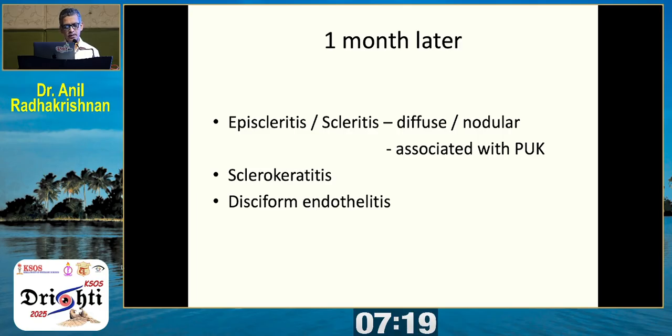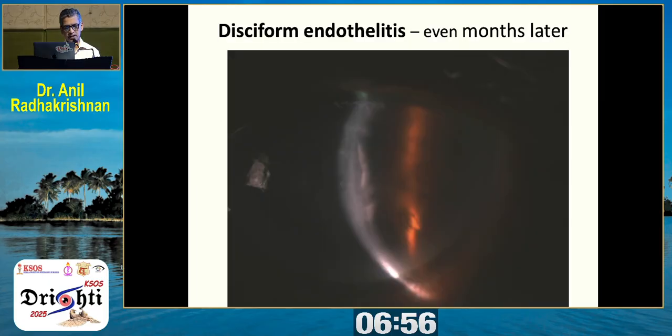There is a debate whether you should give antiviral cover also, but I think most people will give antiviral cover. You give valacyclovir again for about 1 week, followed by 500 milligram once a day for a longer period of time. If you have episcleritis alone, you just have to give topical steroids. You don't have to give antiviral agents. Rarely you can get sclerokeratitis and disciform endothelitis. This is a patient we had who had a disciform endothelitis. That was the presentation of varicella zoster.